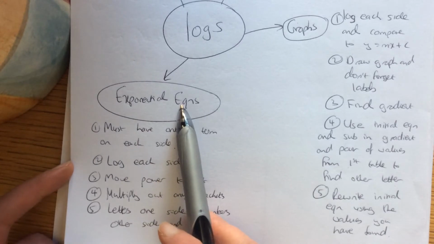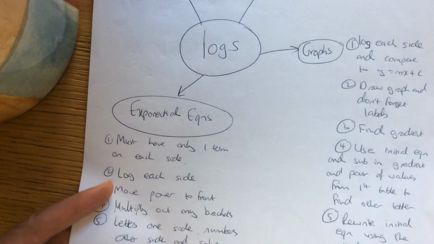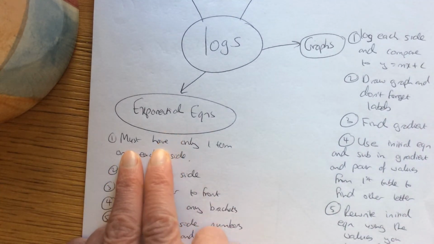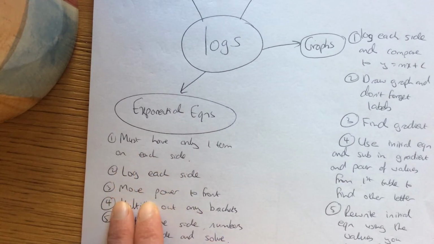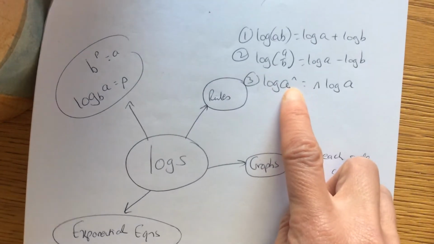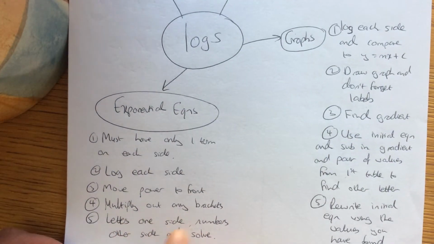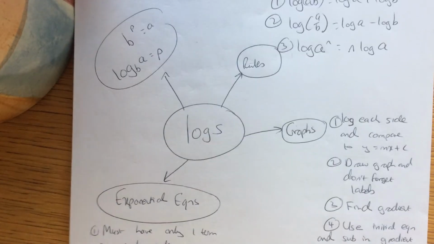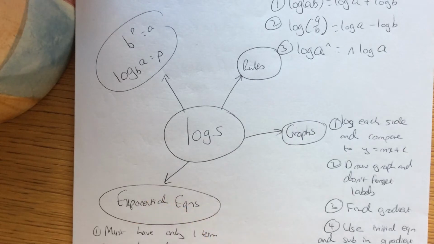And exponential equations could also be a log question. An exponential is one that has got the x as the power. Now, if you've got an exponential equation, you must only have one term in each side. Then you log each side. You bring the power to the front. That's using that rule up there. Power goes to front. Multiply out any brackets, letters to one side, numbers to the other, and solve. So 3 types of questions. One on the rules, one on the graphs, and one on the exponential.